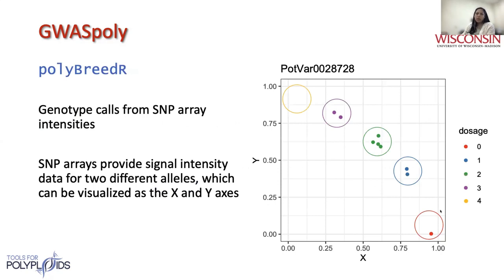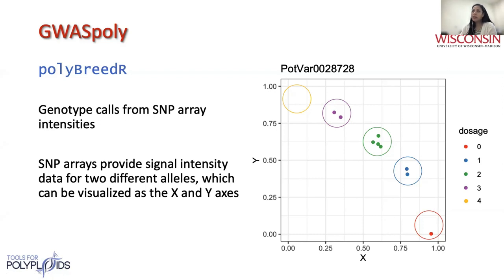So using Polybreeder, as you can see on this figure, we will be able to make the genotype calls for the 5 different genotypes that you can find in tetraploids. And this dosage will go from 0 to 4 for allele B. So you will have the ratios of X and Y, and when you plot them, this package will be able to classify them into the 5 different genotype calls. And that's what we usually see in tetraploids.